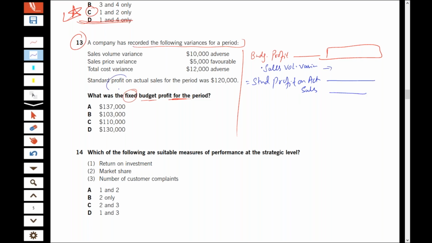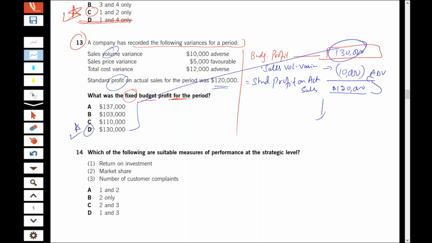Standard profit on actual sales was 120,000. And there was a sale volume variance, 10,000 adverse. So nothing to do with the further variances, just simply add up 120,000 plus 10,000. So it's 130,000. That is the budgeted profit. Option D.